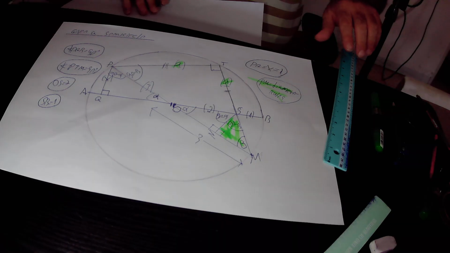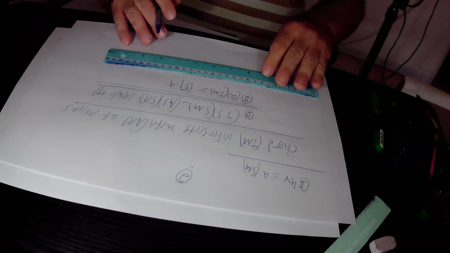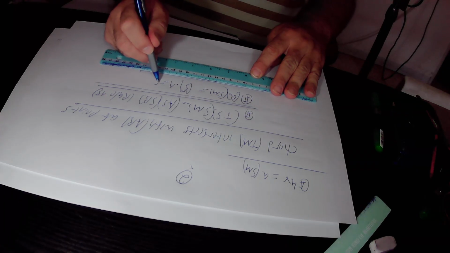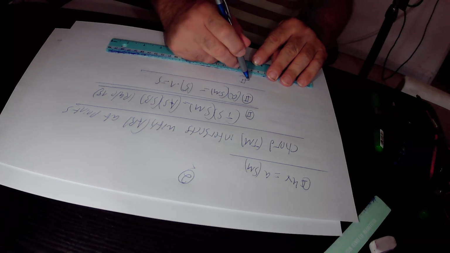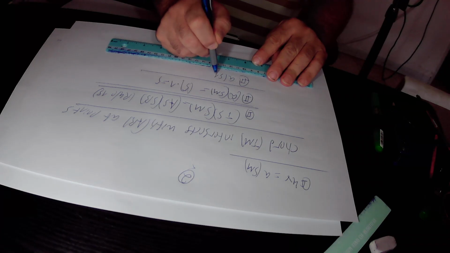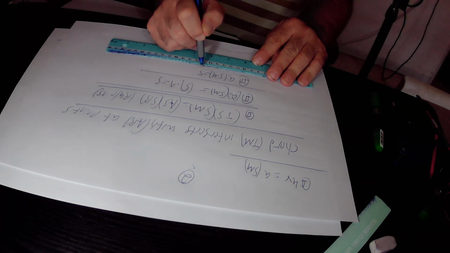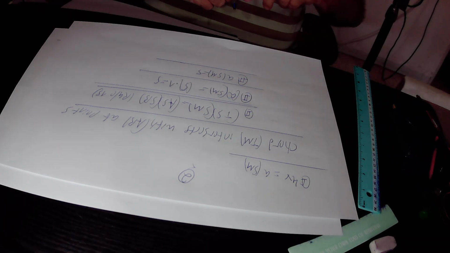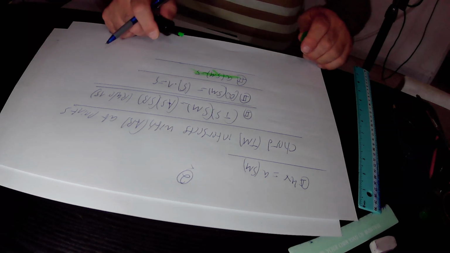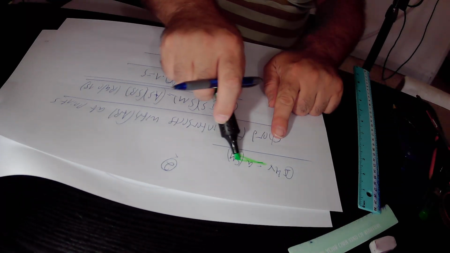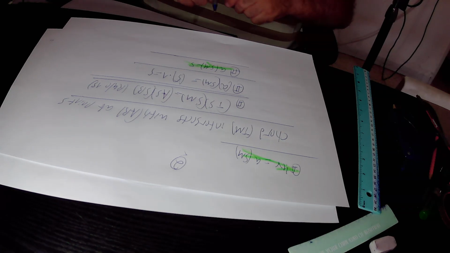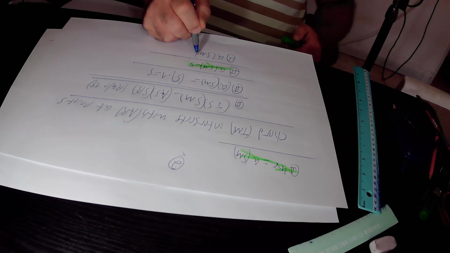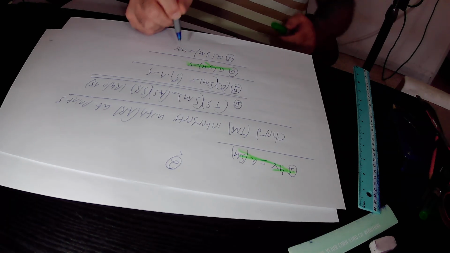So in total, according to equation 2, A times SM equals 5 times 1. 5 times 1 is 5. So according to equation 2, A times SM equals 5. However, according to equation 1, we have already found out that A times SM equals 4x.